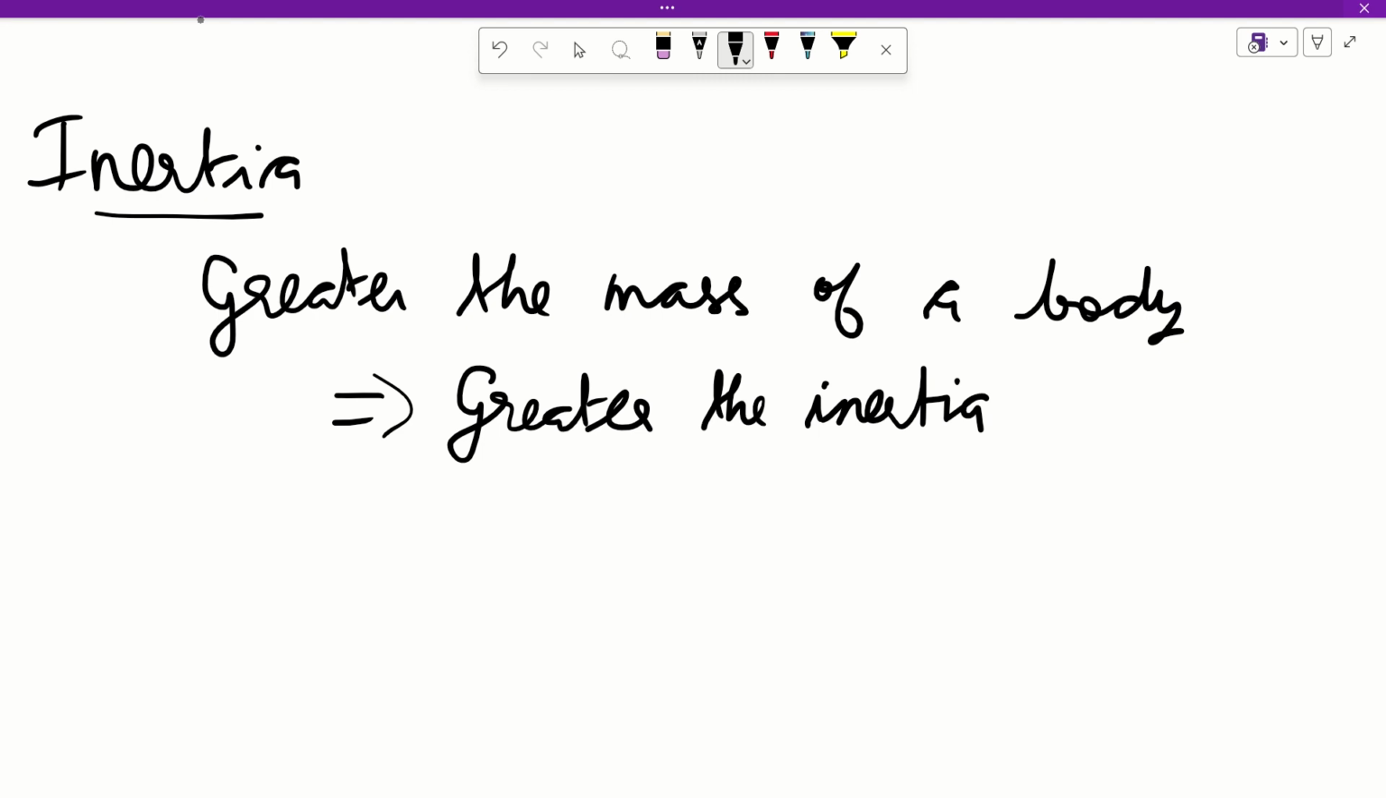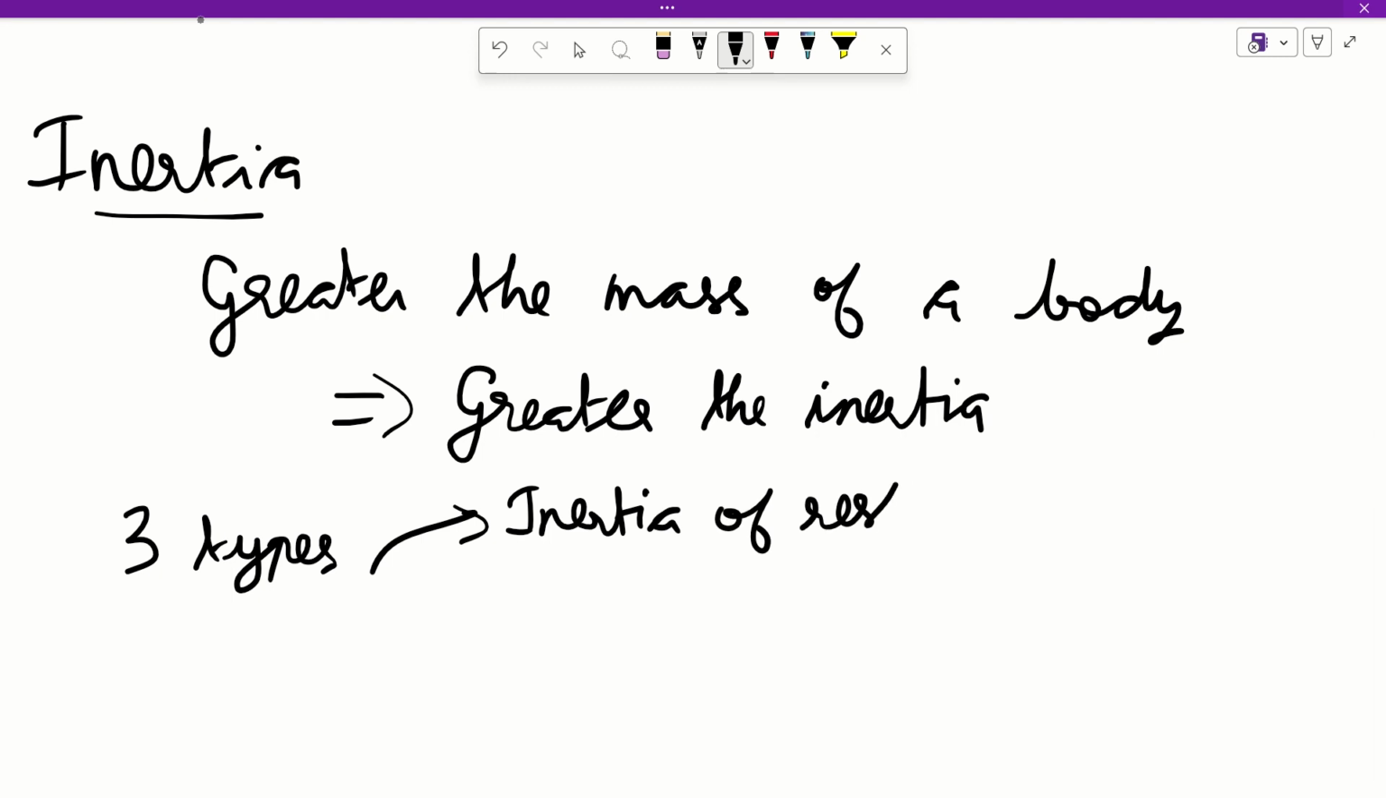Also, inertia is of three types. First is inertia of rest. It is defined as the tendency of a body to remain in its position of rest. That is, a body at rest remains at rest and cannot start moving on its own.